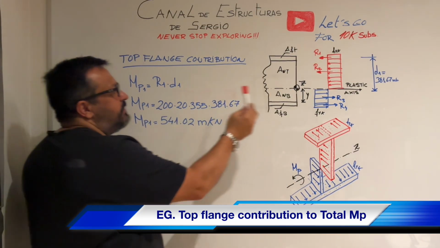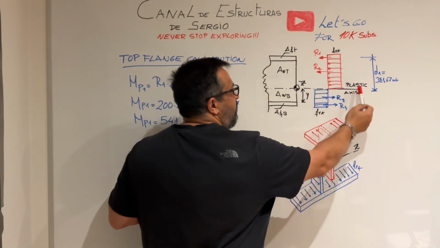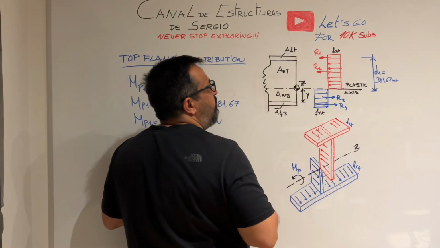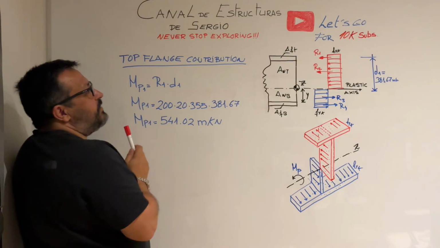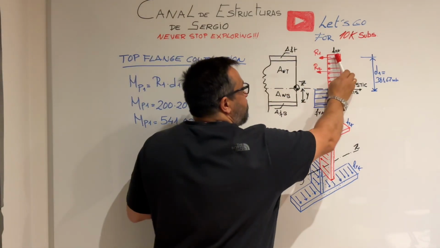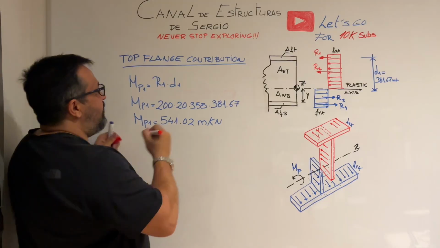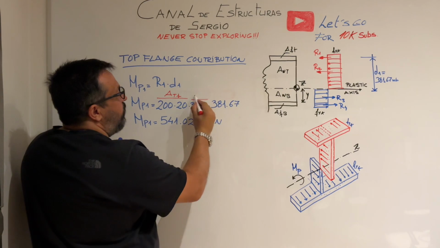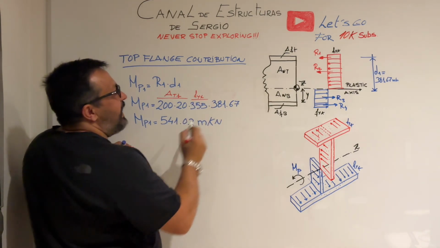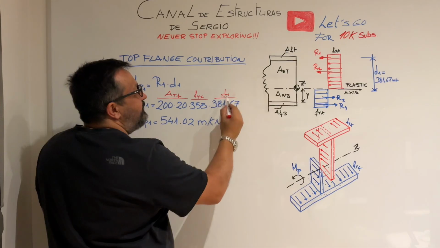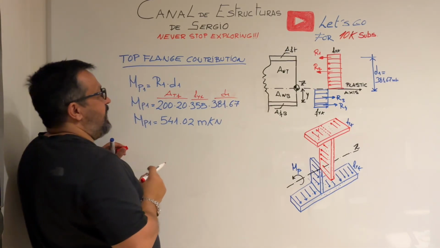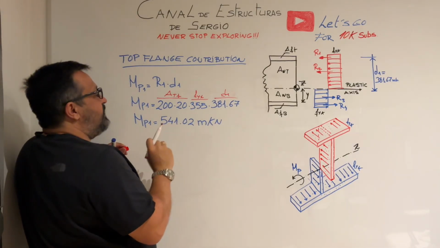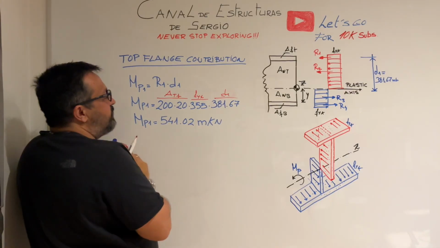It is just taking moments from the plastic axis to the resultant of the forces due to the top flange. For that, we need the resultant and the distance from the resultant to the plastic axis. Here we have the area of the top flange, the yield limit for the steel, and D1, which is the arm from the plastic axis. If we multiply all the terms, the contribution to the plastic bending moment of the top flange is equal to 541 kilonewton meters.